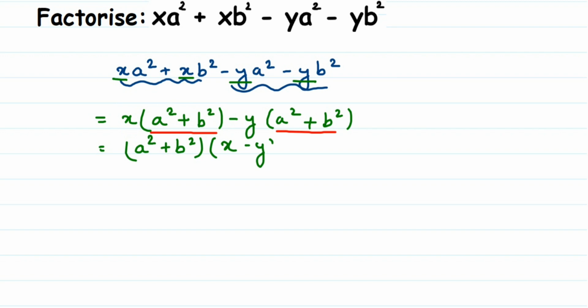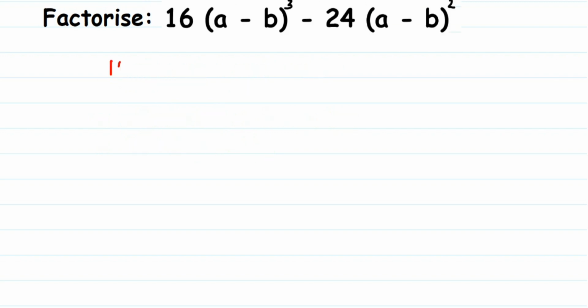Then the next question. Okay, so this is again a different one. Here we have a power cube. So let me write down the question first. Here we have 16 a minus b whole cube minus 24 a minus b whole square. Now how to take out the common?